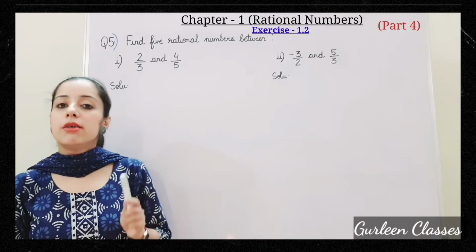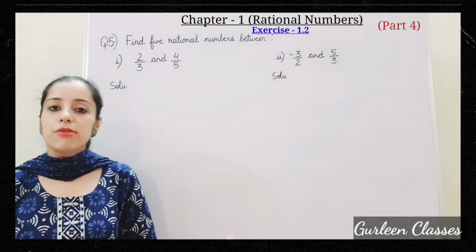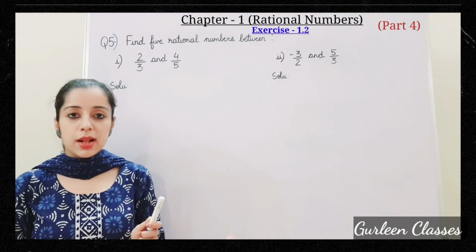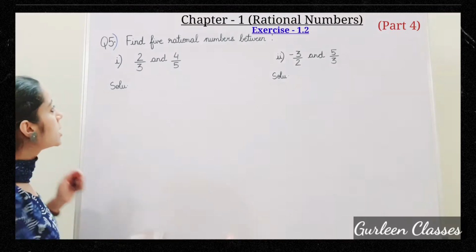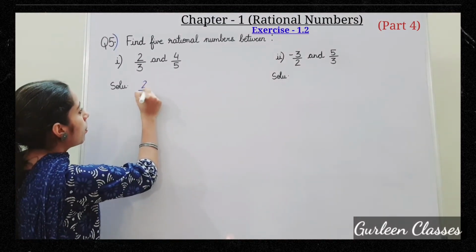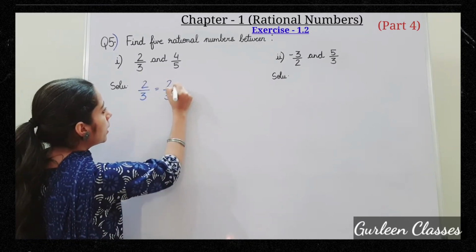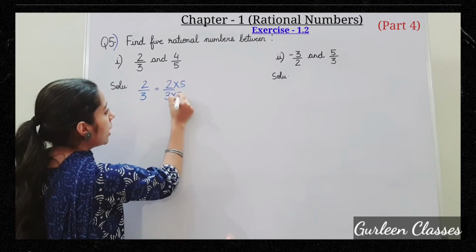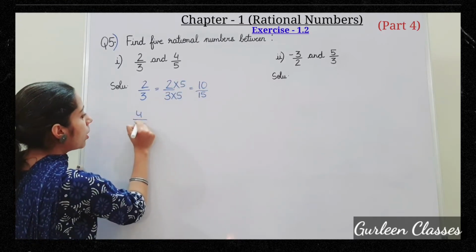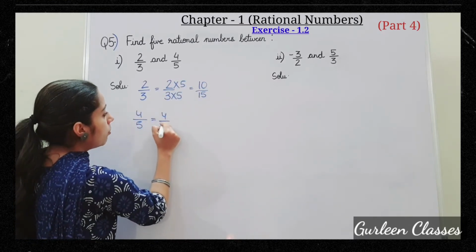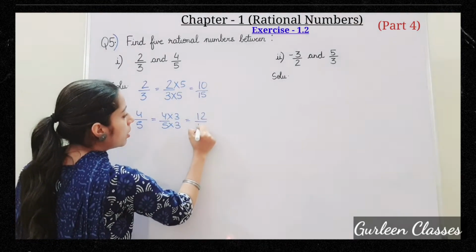Question number 5. Find 5 rational numbers between first part 2 upon 3 and 4 upon 5. So the first step will be we have to find out the LCM to make the denominator same. So let us find out the LCM. 2 upon 3. So 3 5s are 15, multiply numerator and denominator by 5. So it is coming 10 upon 15. Next we have 4 upon 5. So 4 upon 5, multiply numerator and denominator by 3, 12 upon 15.